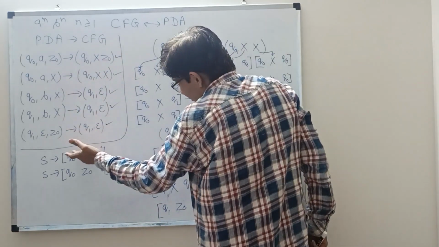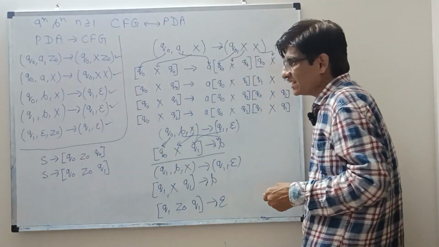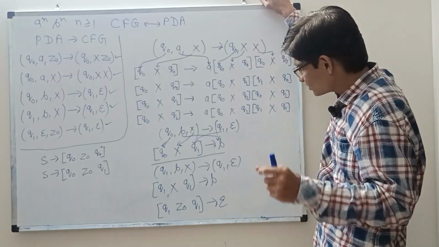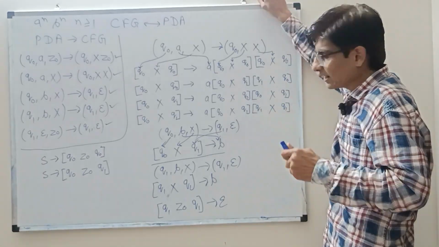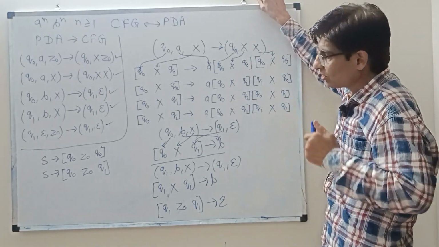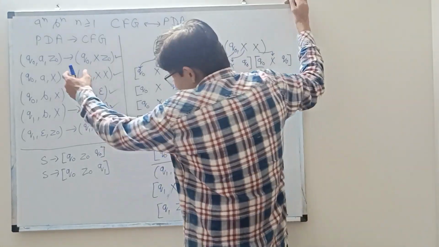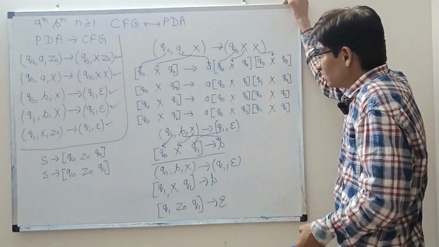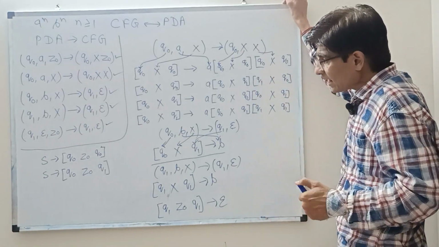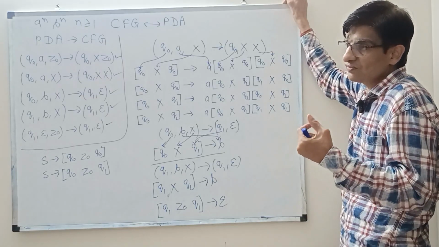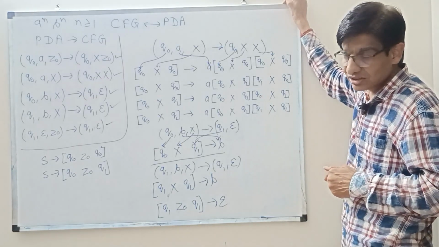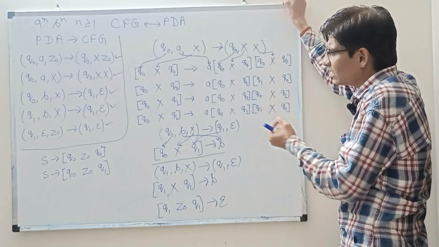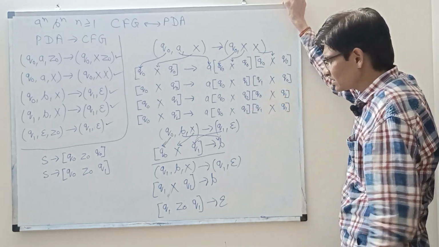So this is how we have converted all transition rules of PDA into corresponding productions. I hope that process is very clear to all of you, and if you have any doubt, you can always write to me in comments. Now, corresponding to all transition rules, we have created productions, but this grammar may have some useless variables and useless productions. So you need to simplify this grammar.